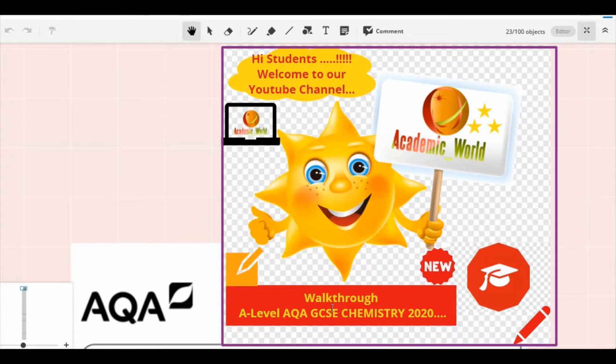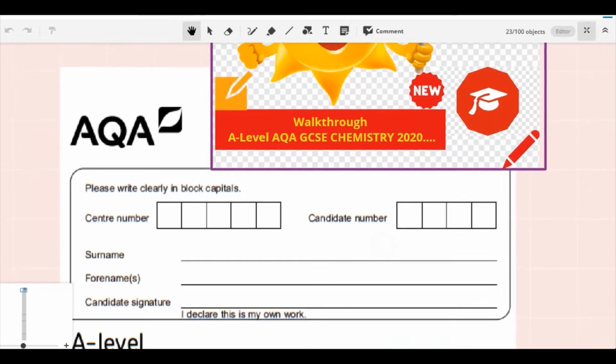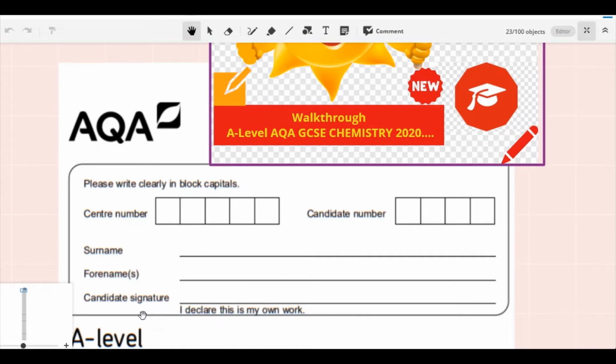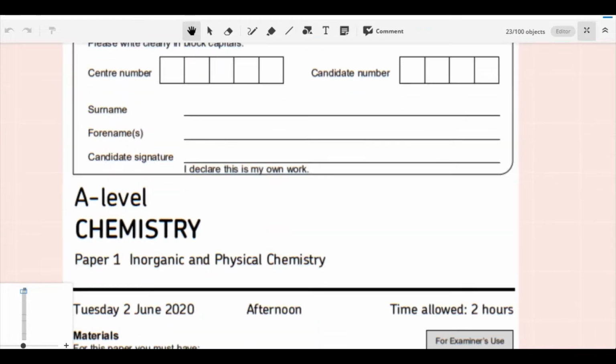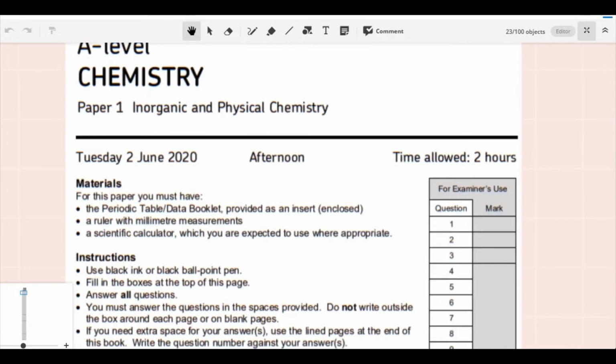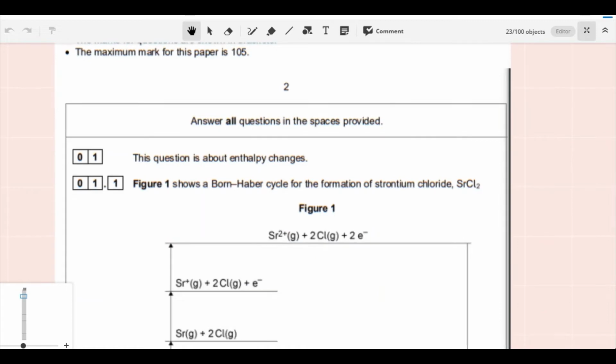Today we will walk through the A-level AQA Chemistry 2020 paper. This paper is A-level Chemistry Paper 1 on Organic and Physical Chemistry. The year is 2020. Now we are going to start question number 1. This question is about enthalpy change.